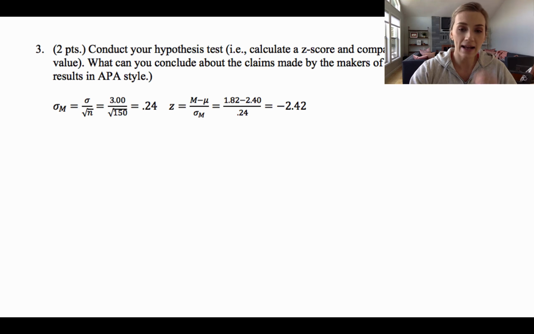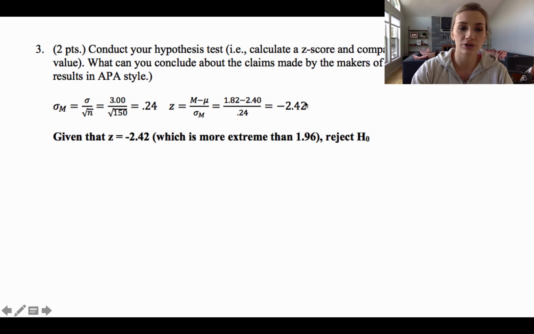And when you crunch that out, you get a z-score of negative 2.42. And again, you can ignore the negative here. It would have been positive if we had the population mean first and the sample mean second. That's totally arbitrary. It's 2.42.